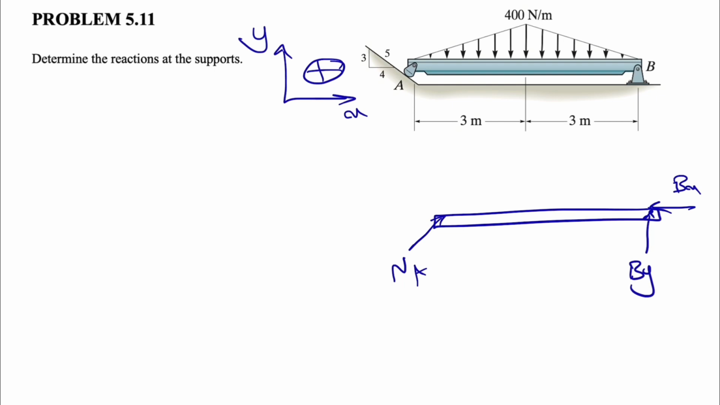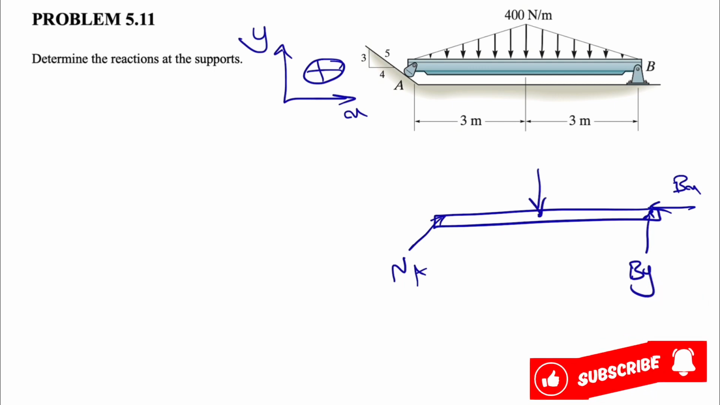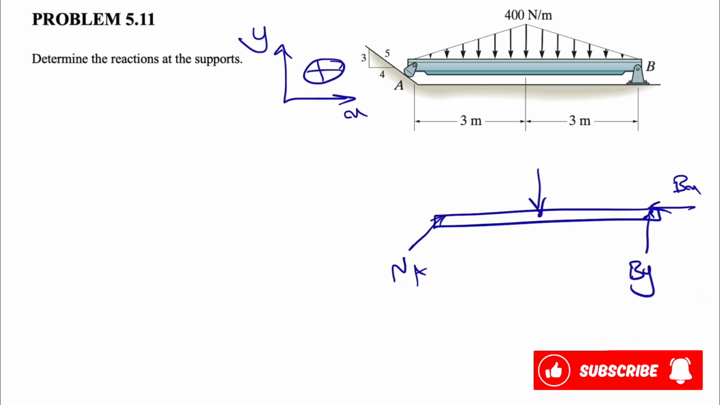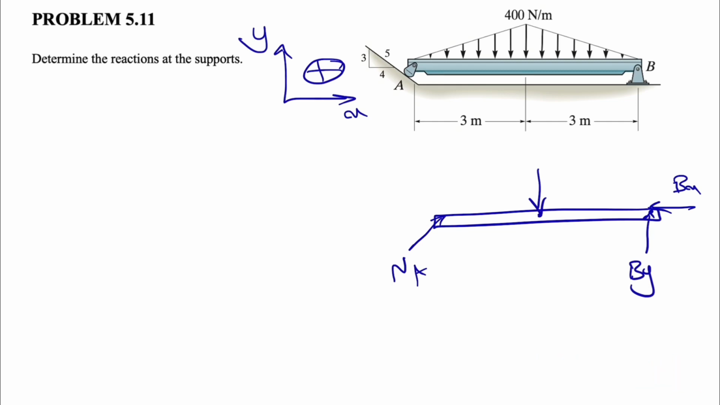And we have this distributed load that is applying at AB. Since it's a symmetrical load, we know that it will be applied at the center of this beam. We have 400 Newton per meter. To find the load, we have two right triangles on the left and right, and the area of the left one is 400 times the base, which is 3, divided by 2, and same for the right triangle.